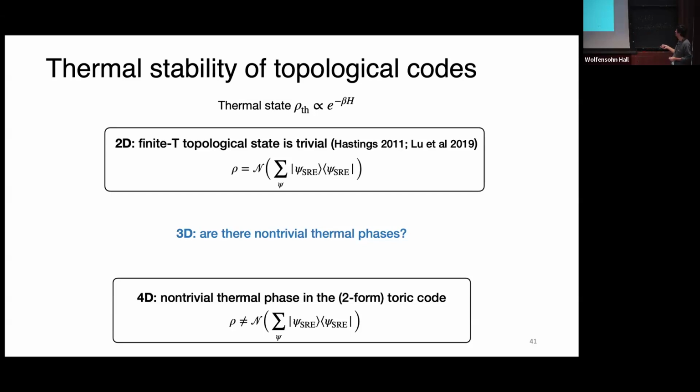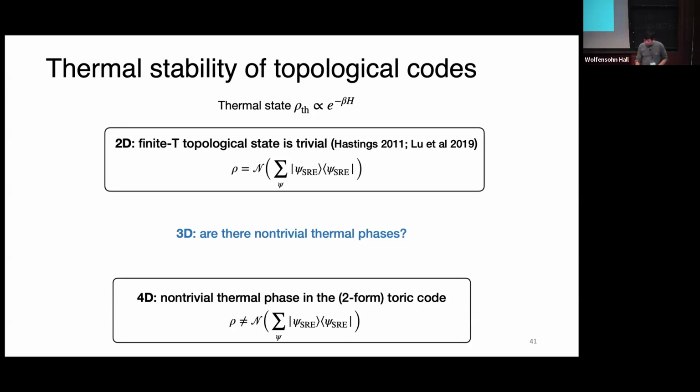All right, but if you go to other dimensions, this is not generally true. If you go to 4 dimensions, there's a particular code, the two-form toric code, that cannot be written in this form. And we will say it's actually non-trivial. It is actually a self-correcting quantum memory at finite temperature. Okay, so that leaves 3 dimensions. And for other reasons, the question of self-correcting quantum memory is also a complicated one in 3 dimensions, although it's not directly equivalent to this discussion. Okay.